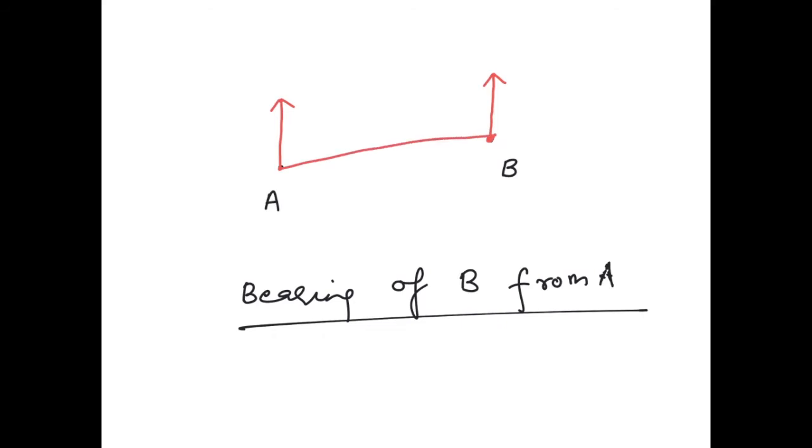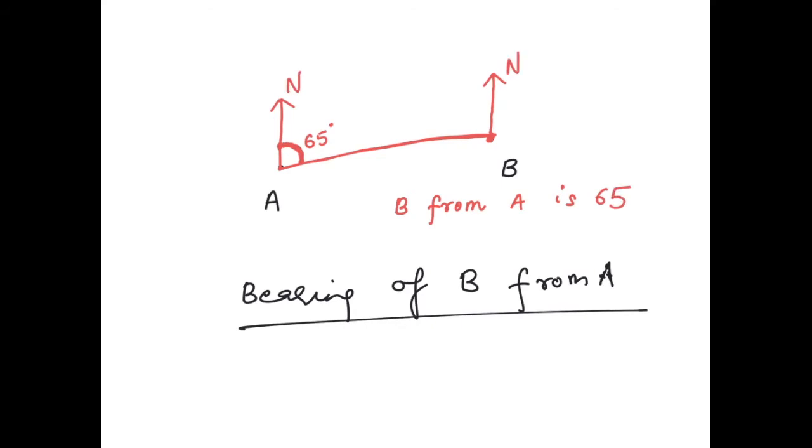So in this type of question, if this angle is given as 65 degrees, you can say bearing of B from A means start from A, touch the line which goes to B in clockwise direction. So this bearing will be 65.